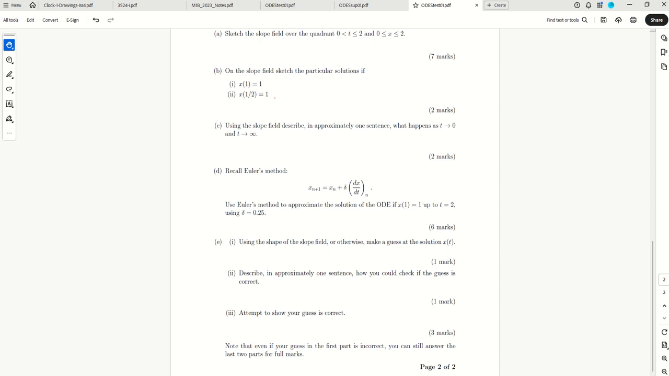Note that even if your guess in the first part is incorrect, you can still answer the last 2 parts for full marks. If your guess is incorrect in part 1, you can always go back and try again. And if you're not pushed for time, you can make quite a few attempts at guessing the correct solution here.